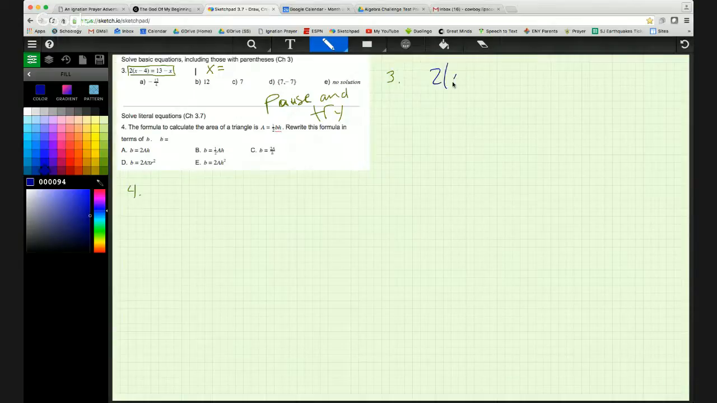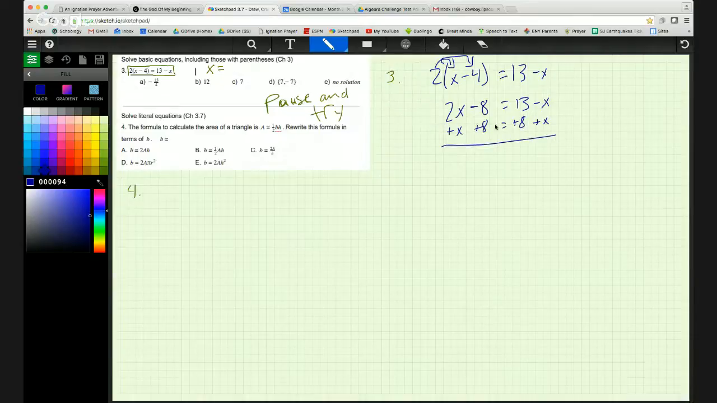So let's go: 2 times (x minus 4) equals 13 minus x. We've got this distribution problem here, so let's distribute this, and then everything should start to come into crystal clear focus. We're going to combine our x's on the left and combine our constant terms on the right. Three x on the left, 21 on the right. And then we get x equals 7. Box our answer and come back over here, x equals 7.